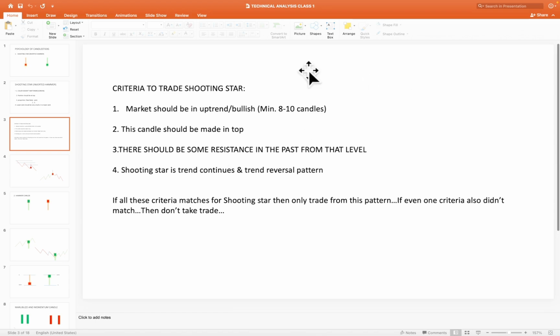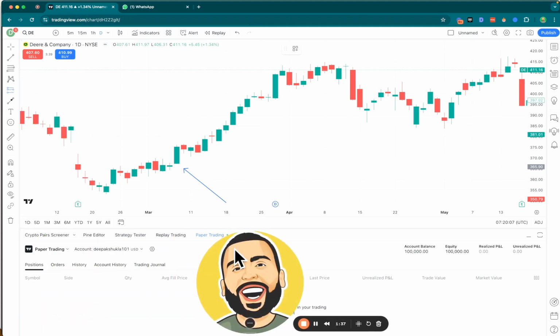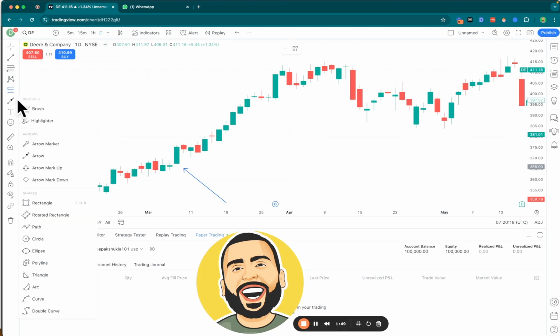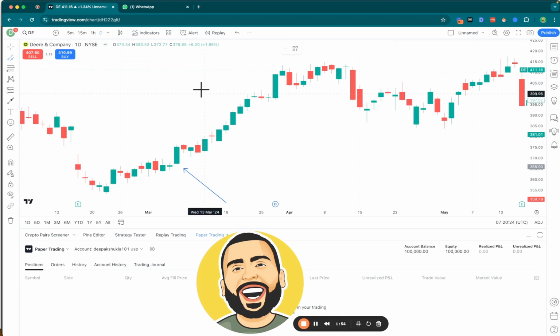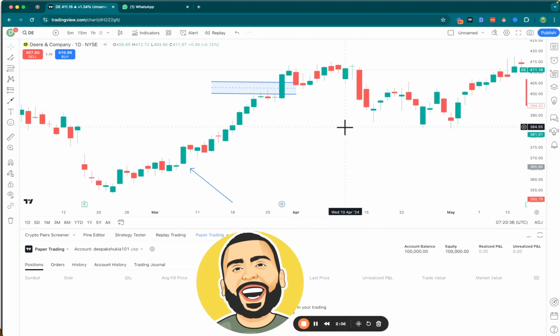There should be some resistance in the past from that level, meaning that if we jump into here, we've been trying to figure out some things here. There should be some resistance. So if we have a look at some of the lines that we can draw, I think we can draw the price range, date range. There was a range. Bar pattern projection, I forget, I'm going to have to double check which it is, but there was parallel lines. I feel like maybe it's in here. Parallel channel, let's have a look. Yeah, okay, cool. So it's like a parallel channel, and then you can probably move this, can you? Oh, surprising that you can't undo that.